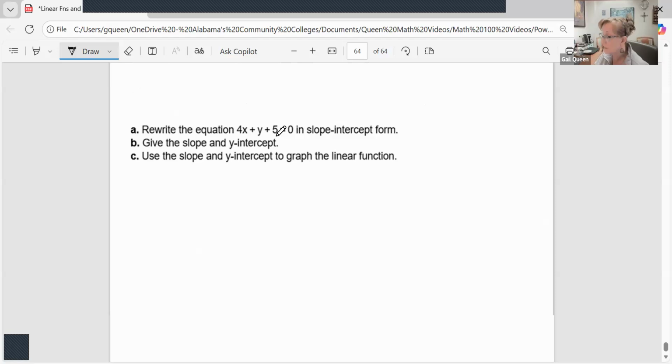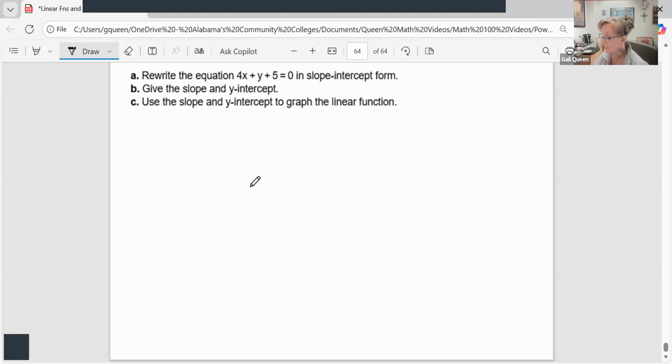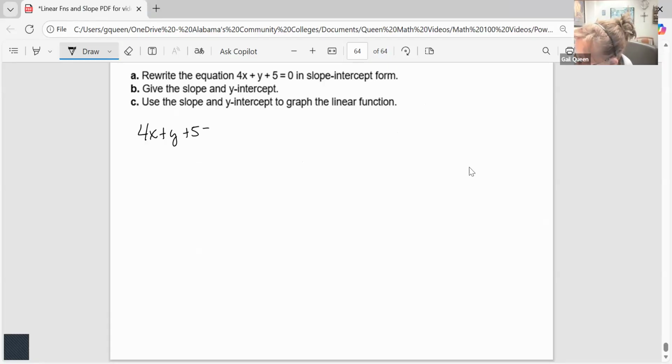Okay, now here's the last one. Here it says rewrite the equation, put it in slope-intercept form, and here they specifically want us to use the slope and y-intercept to graph the line. Okay, so let's start with the equation. 4x plus y plus 5 equals 0. It's a real odd way to write the line.